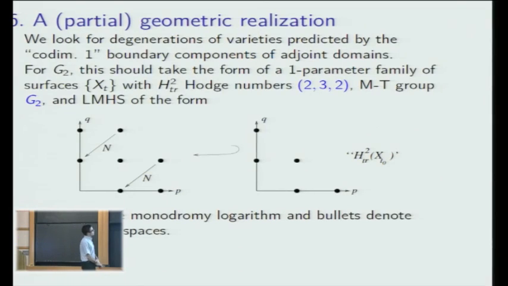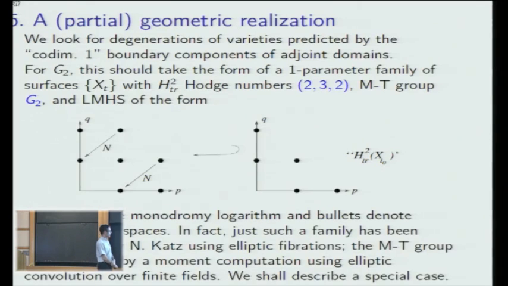So for G2, a geometric realization should take the form of a one-parameter family of surfaces X_t with H2 transcendental Hodge numbers 2, 3, 2. Mumford-Tate group G2 and limit mixed Hodge structures of the following form. So I want to realize not just the maps into Mumford-Tate domains, but I want to realize degenerations geometrically that correspond to the boundary components, these codimension 1 minimal degenerations. So by Clemens-Schmid, this is what you would get. That would be H2 transcendental, if you will, of the singular fiber, including into the H2 transcendental limit mixed Hodge structure.